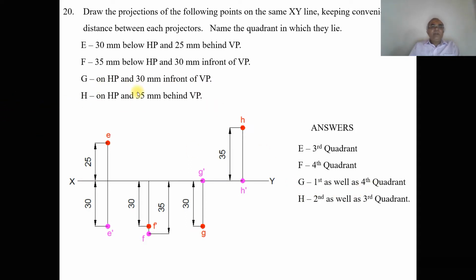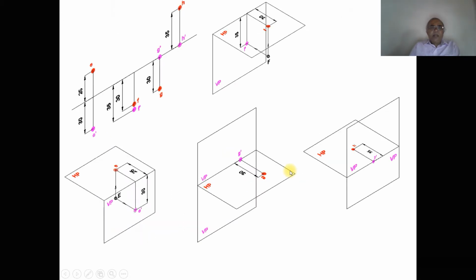Capital H, on HP and 35 mm behind VP. Where will we get behind VP? Behind VP we will get it in second quadrant and also in third quadrant. Behind VP and on HP, if it is above HP, it becomes second quadrant. If it is below HP, then it becomes third quadrant. So capital H lies in second as well as the third quadrant. Now we will see how it is analyzed.